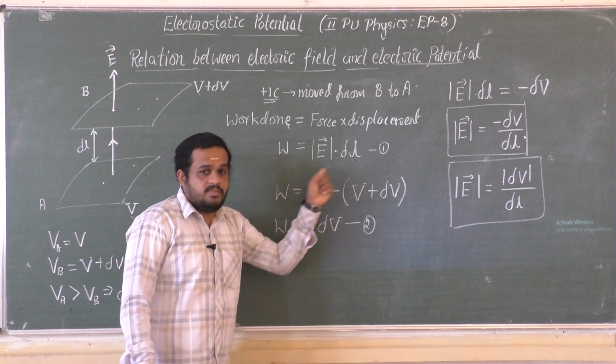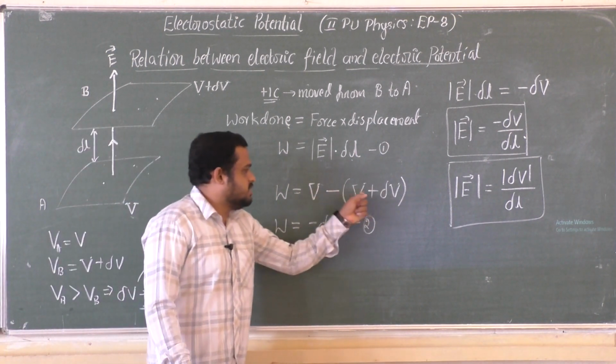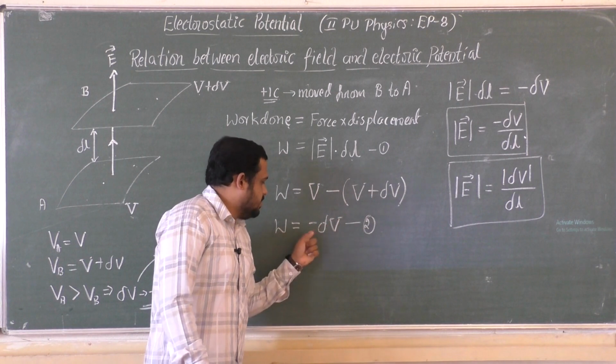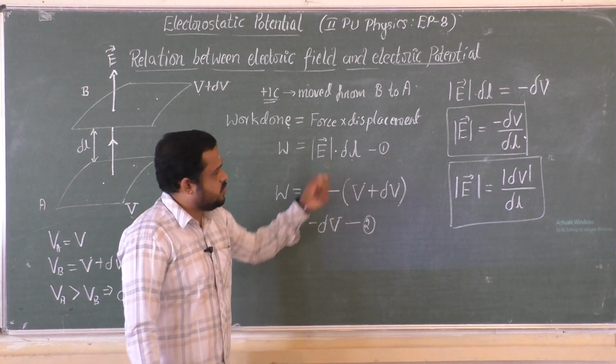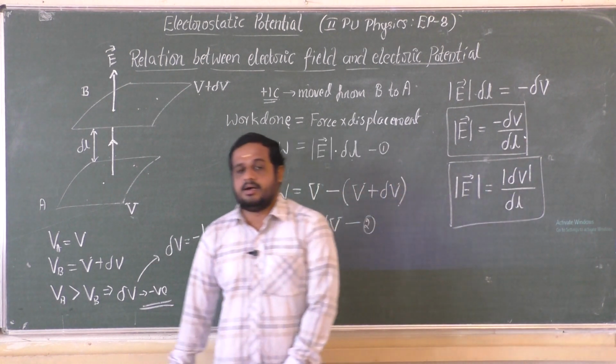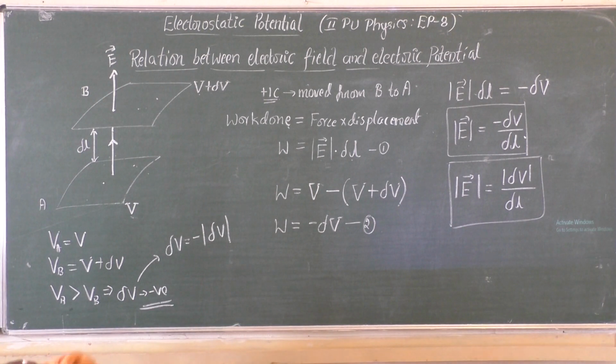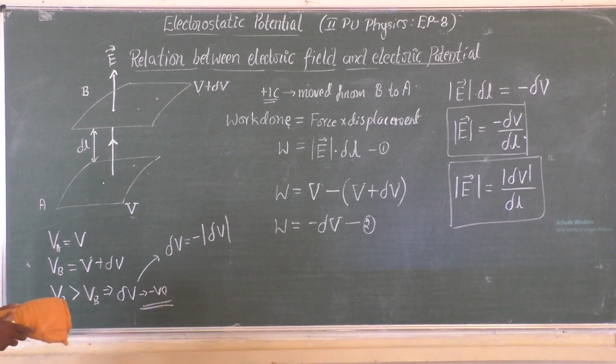Same work done can be expressed in terms of difference in potential energy. So V minus (V plus delta V), so remaining is minus delta V. From these two equations, E is equal to minus delta V divided by delta L. Okay, so that is the expression or relation between electric field and electrostatic potential.